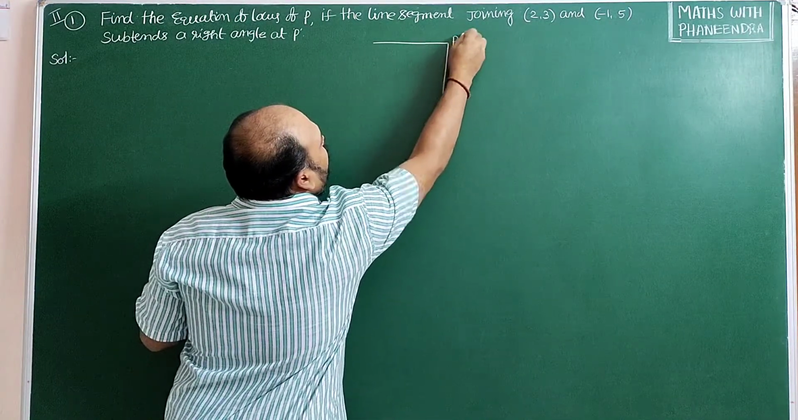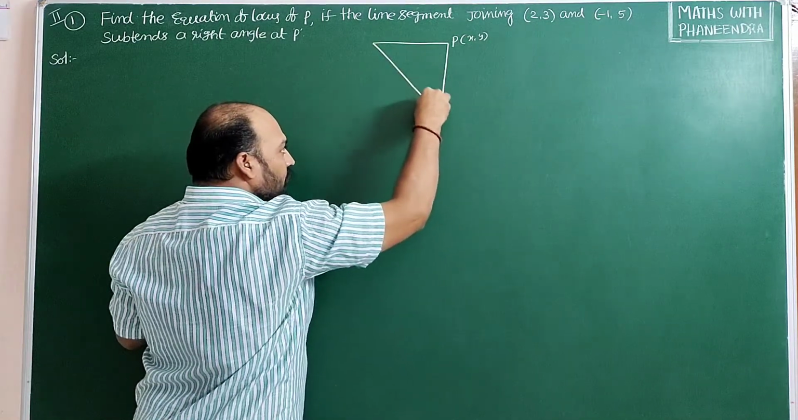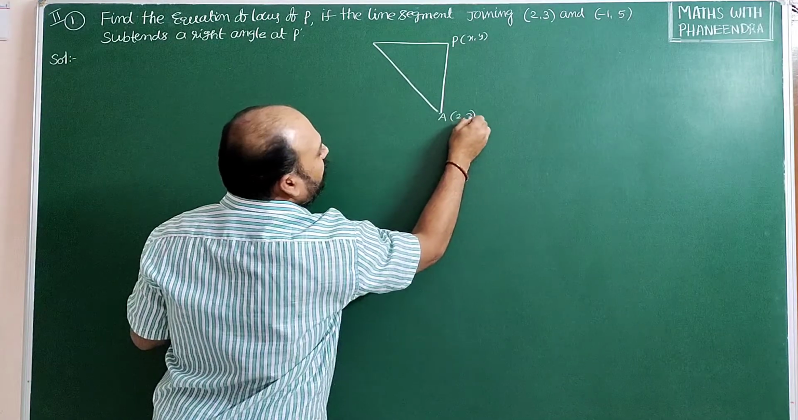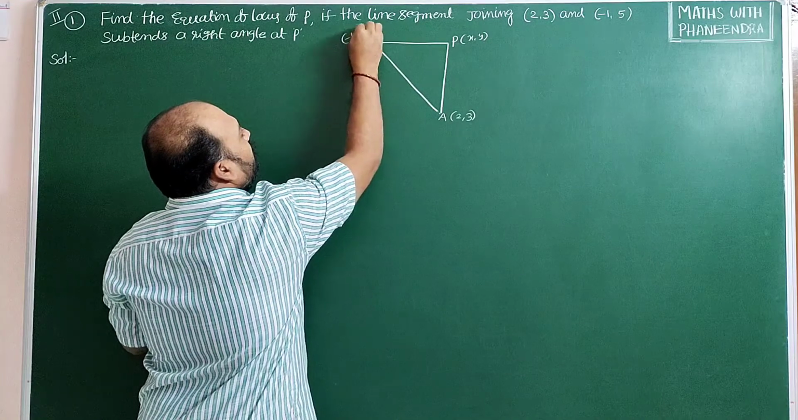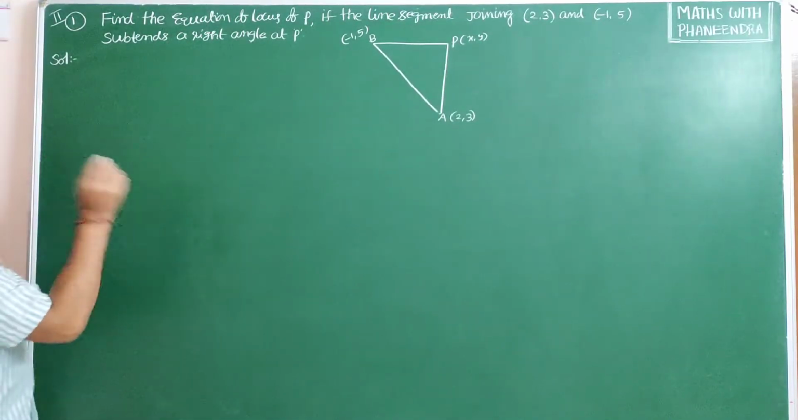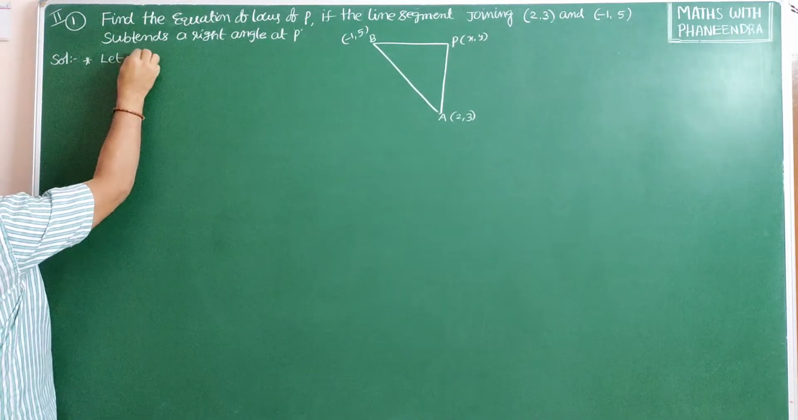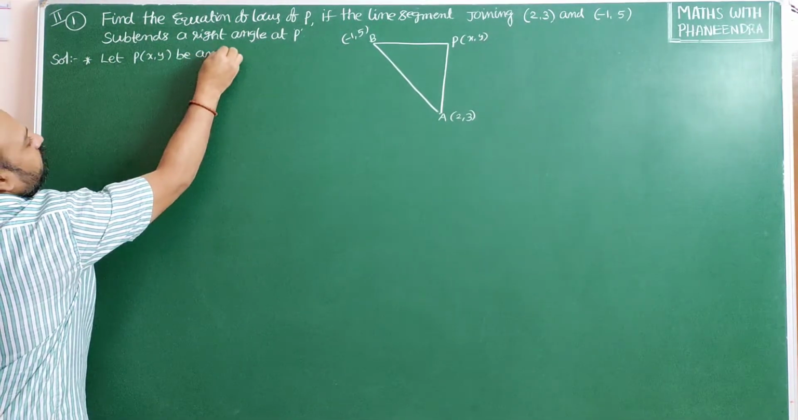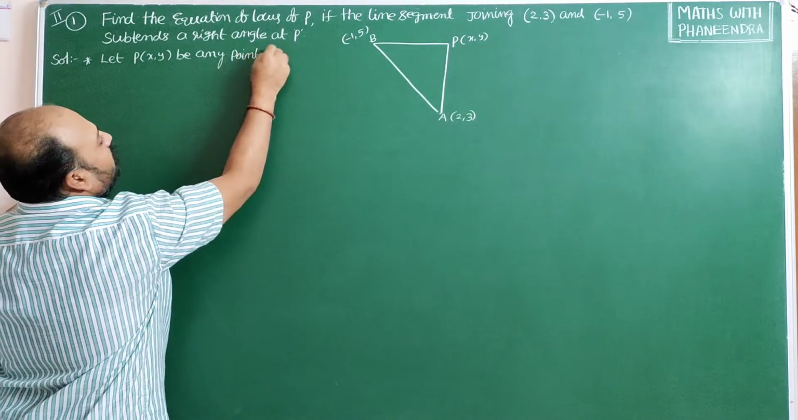So this is the locus point P of x comma y, and these are the line joining of given points. One point I am taking as (2, 3) and another point I am taking as (-1, 5), that is B. So first step in the locus, we know that let P of x comma y be any point on the locus.